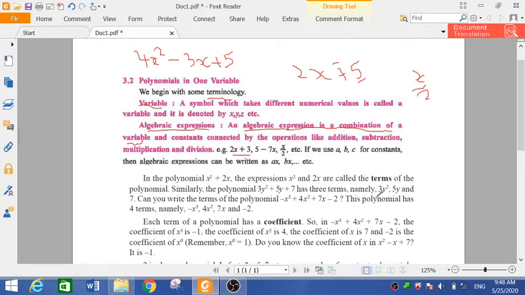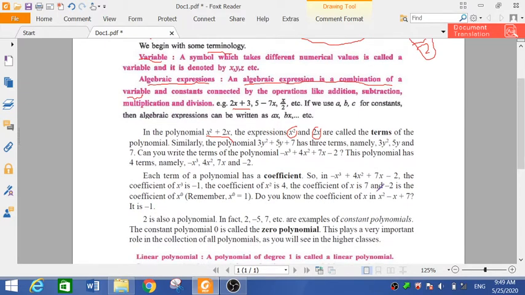Now in polynomial, you will see that here it is a polynomial, and here it is also a polynomial. This one has only one term, this polynomial has two terms, and this polynomial has three terms. These are called terms. 2x is also a term. For example, x square plus 2x: x square and 2x are the terms.